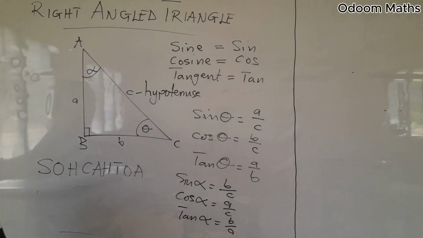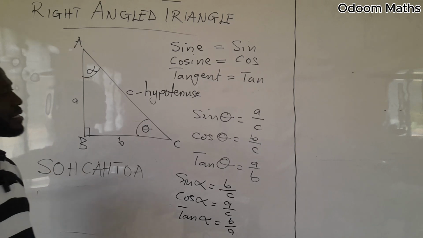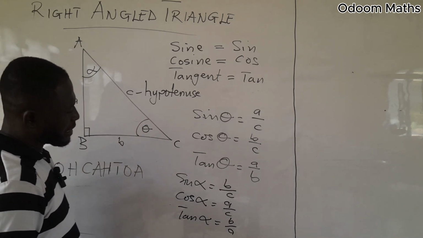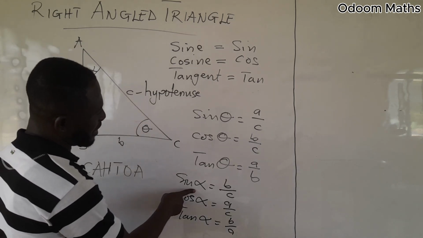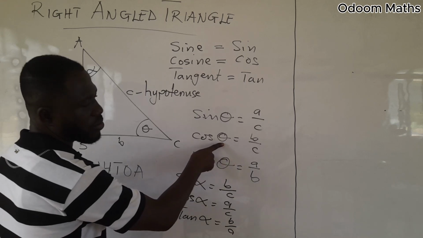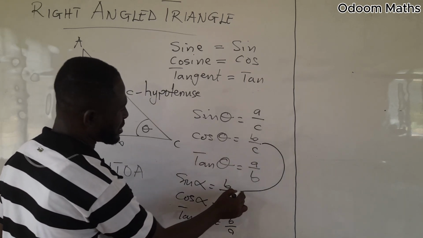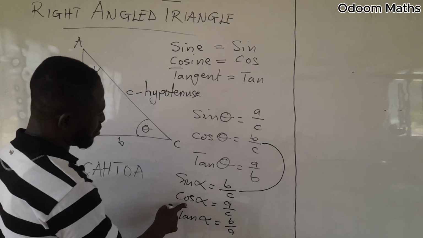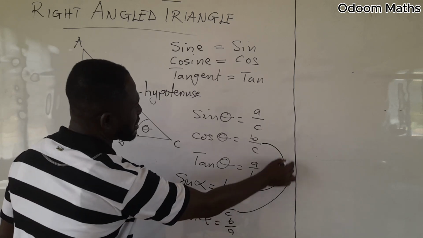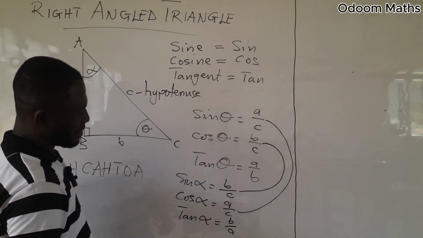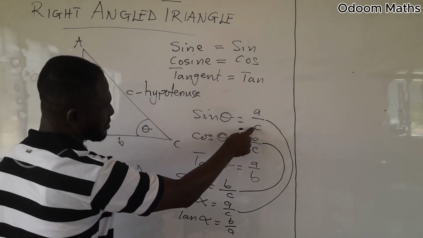Please, we can make some comparisons here. We can note that sine alpha is equal to cos theta. Then cos alpha is equal to sine theta. So sine theta is A over C.